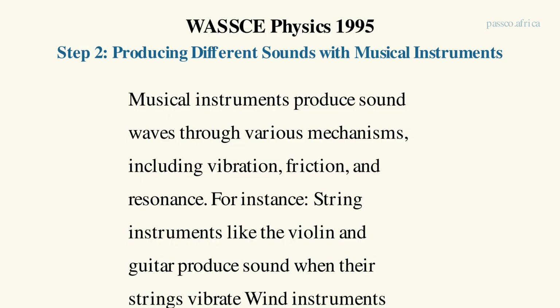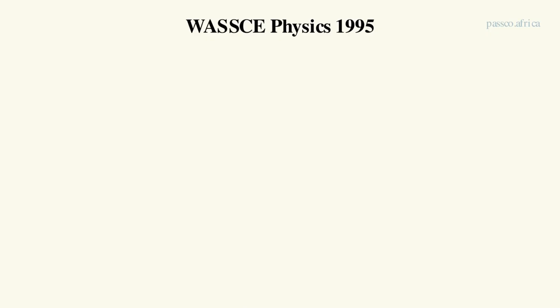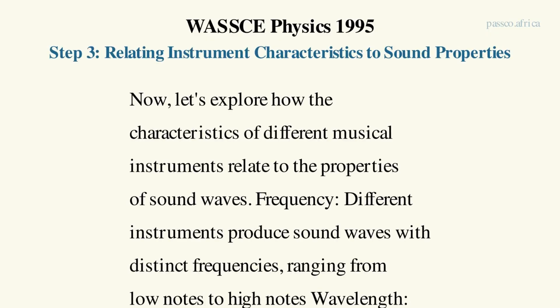Step 3. Relating instrument characteristics to sound properties. Now, let's explore how the characteristics of different musical instruments relate to the properties of sound waves. Frequency. Different instruments produce sound waves with distinct frequencies, ranging from low notes to high notes. Wavelength. The wavelength of a sound wave is inversely proportional to its frequency. For example, a low-frequency sound wave has a longer wavelength than a high-frequency sound wave.